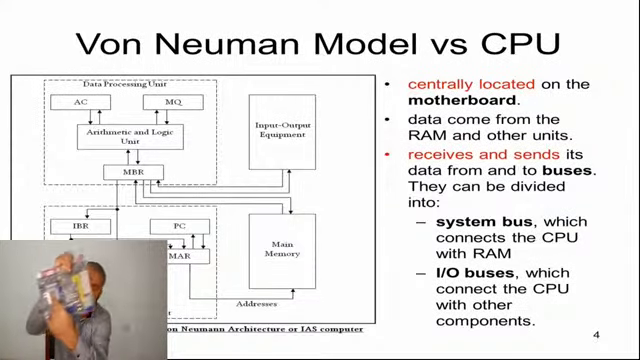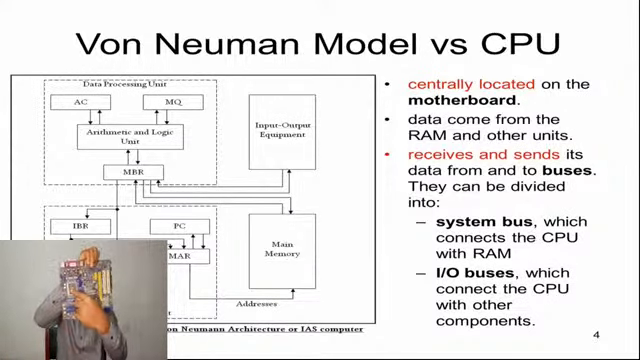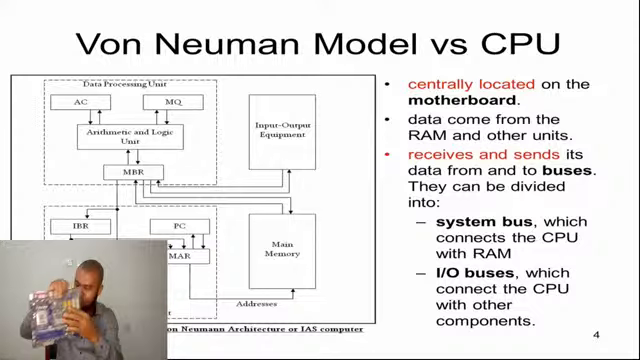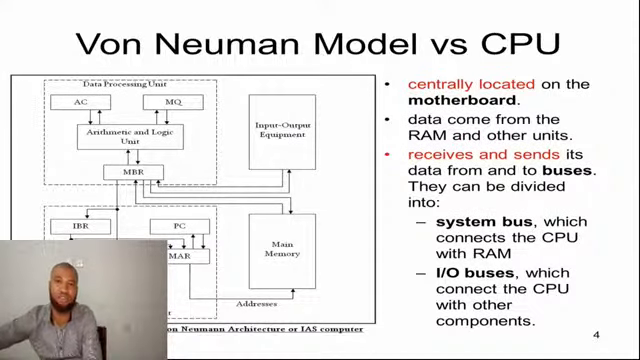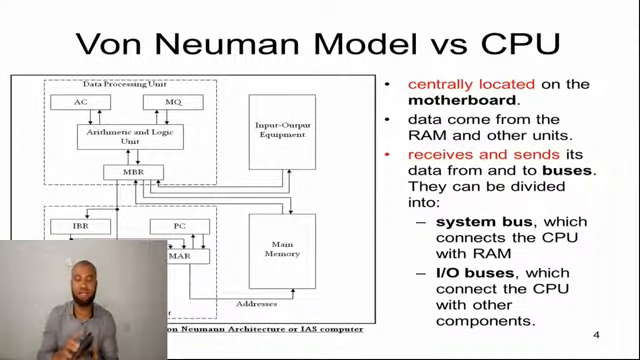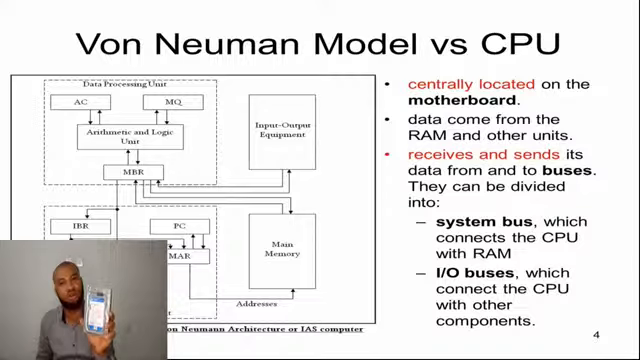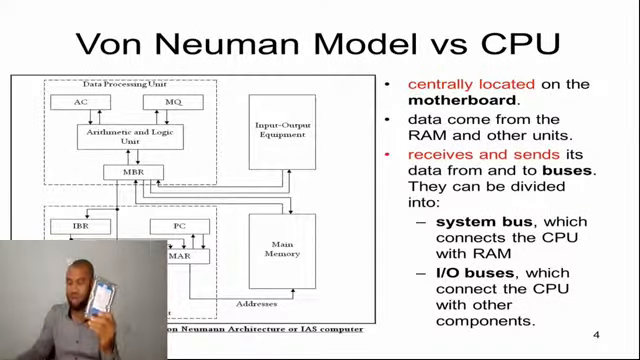So the CPU communicates with the RAM, and it communicates with the hard drive. The hard drive is where the external storage is. This is a hard drive.